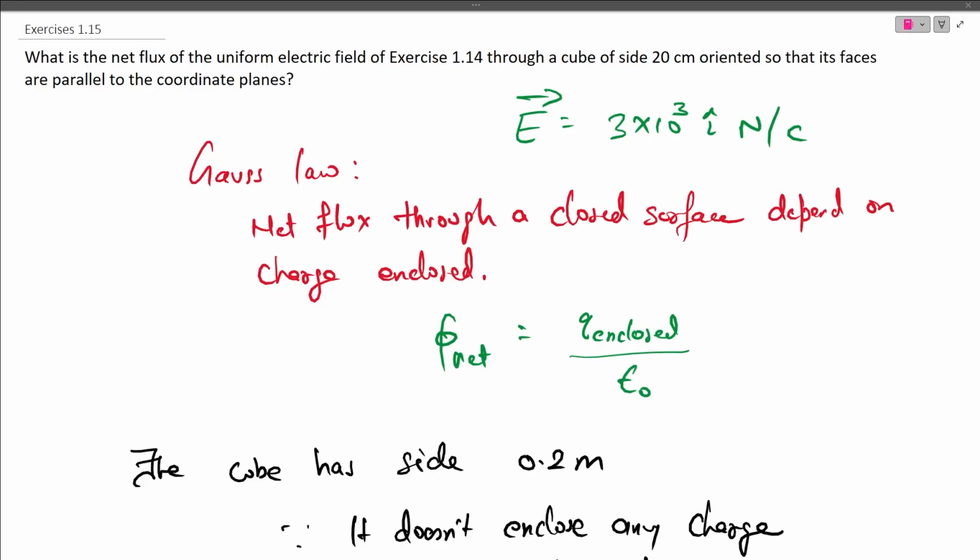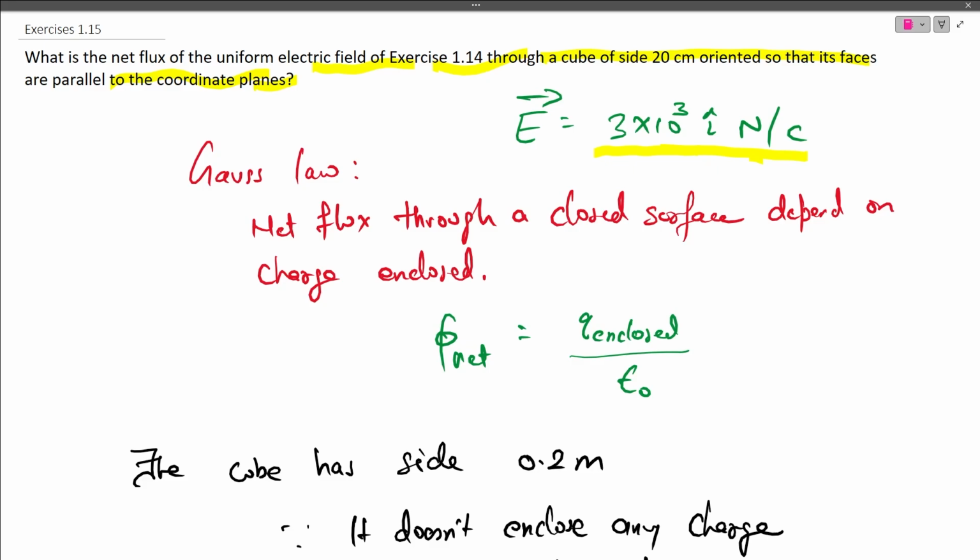The question says: what is the net flux of the uniform electric field of exercise 1.14 through a cube of side 20 cm oriented so that its faces are parallel to the coordinate planes? Now we know from the previous exercise that the electric field was given as 3 × 10⁻³ i cap newton per coulomb, directed towards the positive x-axis.